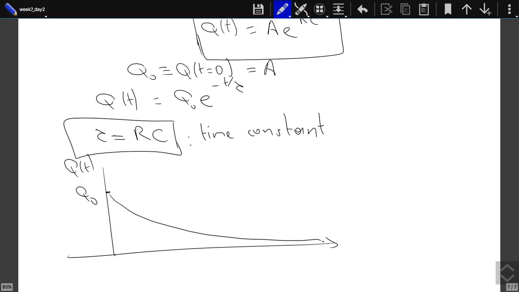Now, any questions on discharging this capacitor? Now, the next thing we will do will be our homework problem. How can you charge a capacitor using another capacitor?